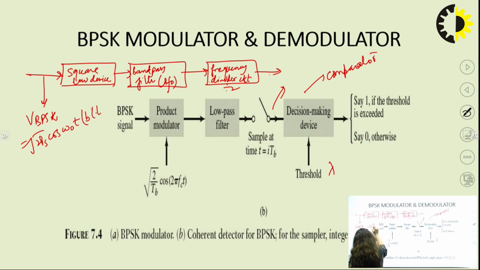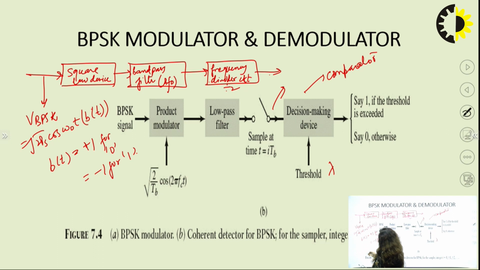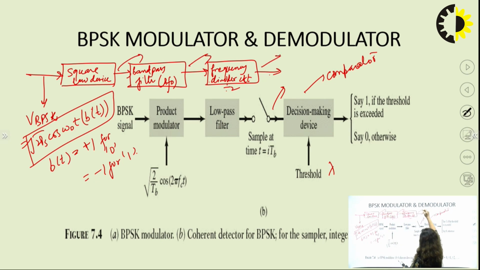multiplied by BT, because BT depends on the value: BT is +1 for logic 0, and BT is equivalent to -1 for logic 1. According to this, we use this equation at the input, and then this equation has to be squared, then passed through the band pass filter, then the frequency divider circuit. At the output, we will get cos omega naught t plus theta. There must be some change in the phase.